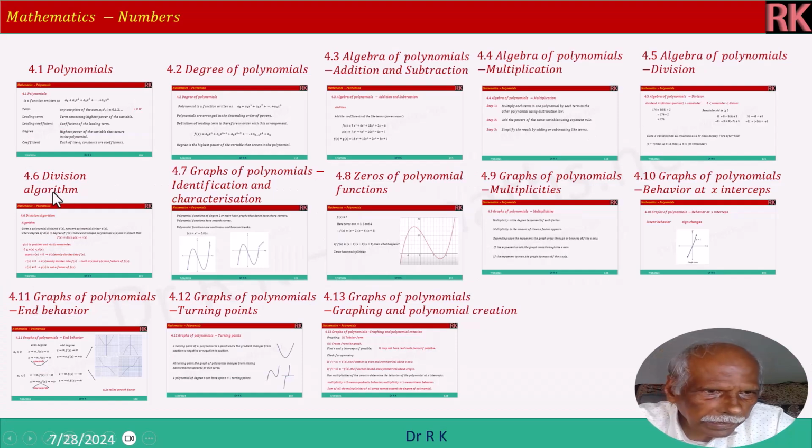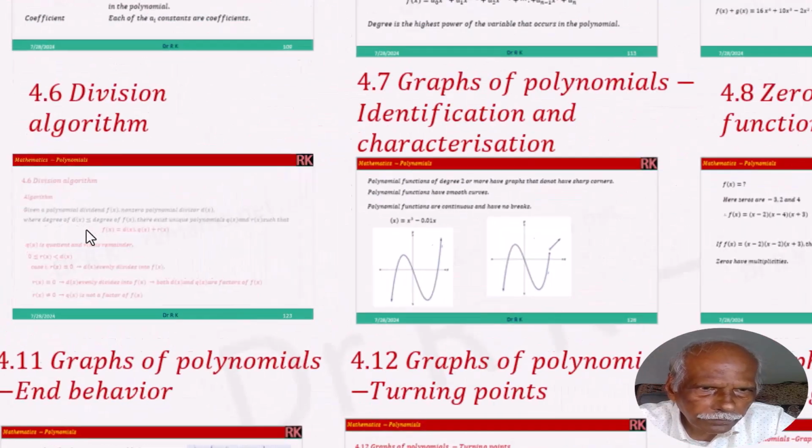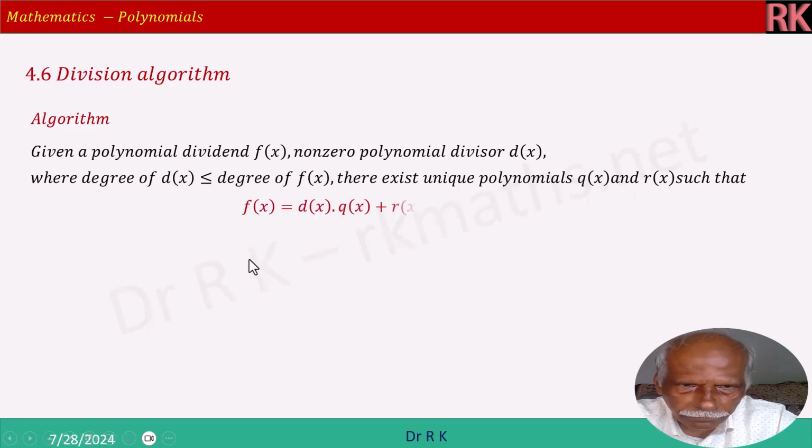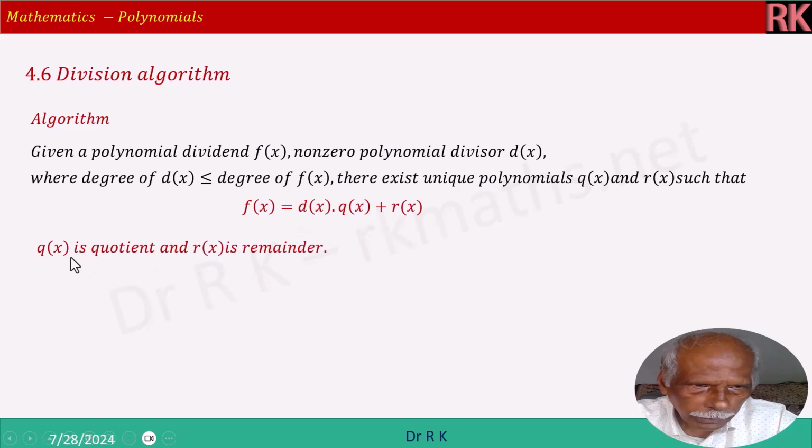Now we will see the division algorithm. Given a polynomial dividend f(x), non-zero polynomial divisor d(x), where degree of d(x) is less than or equal to degree of f(x), there exist unique polynomials q(x) and r(x) such that f(x) is equal to d(x) into q(x) plus r(x), where q(x) is the quotient, r(x) is the remainder. So r(x) should be greater than or equal to 0 and less than d(x).